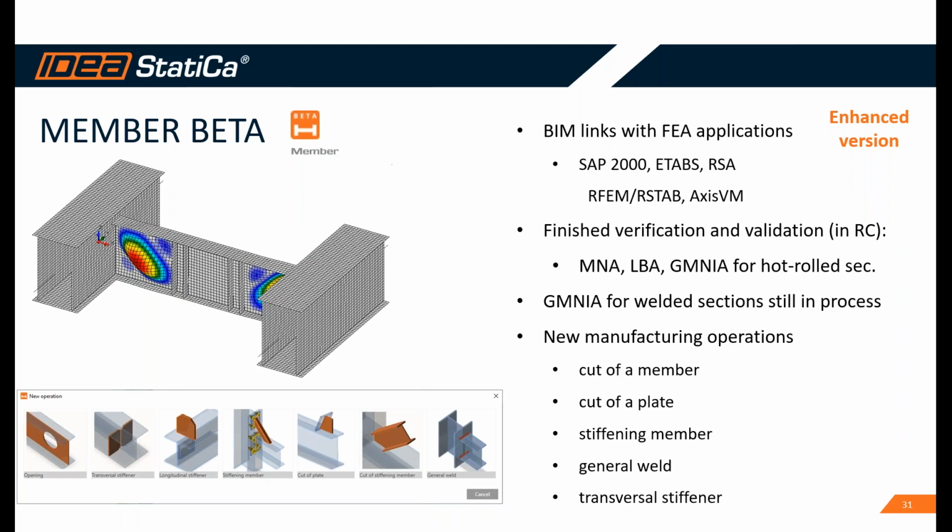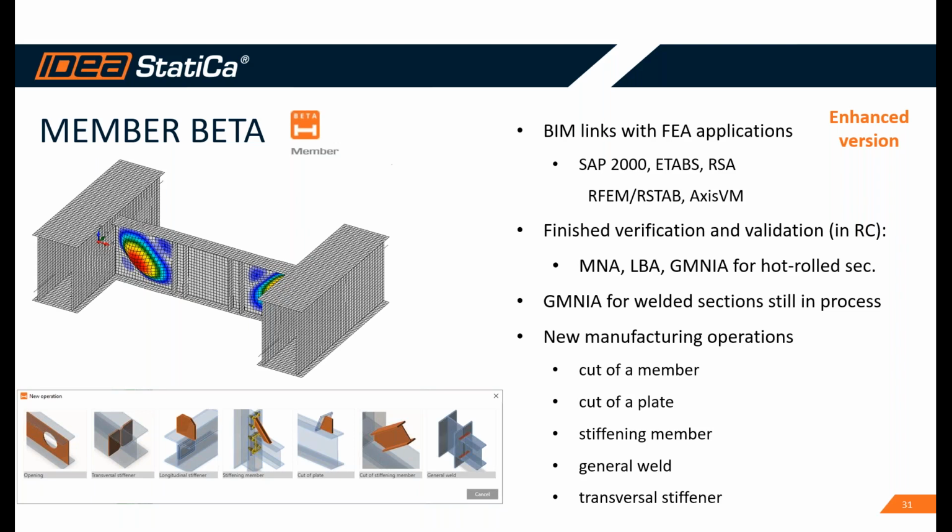Analyses like material nonlinear analysis, linear bifurcation analysis, and geometrically and materially nonlinear analysis with imperfections for hot rolled sections were verified and validated. And you can find those documents in our resource center. But I have to say that this is an extremely laborious process, and we didn't finish it all. Verification for welded sections is not finished, and it's still in process. So be patient, please.